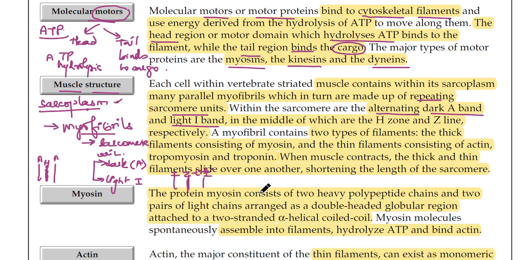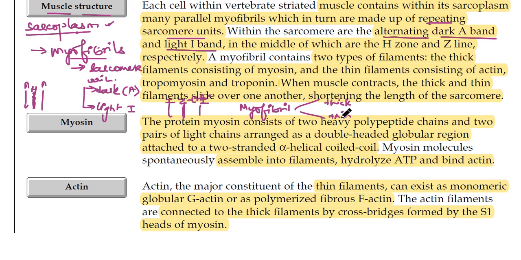Now another thing, this myofibril consists of two types of filament, thick filament and thin filament. The thick filament is made up of myosin, and the thin filament is made up of actin, tropomyosin, and troponin. We will discuss all that in detail.